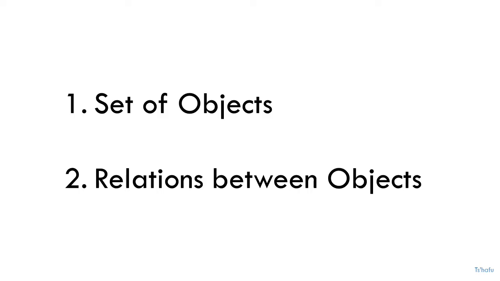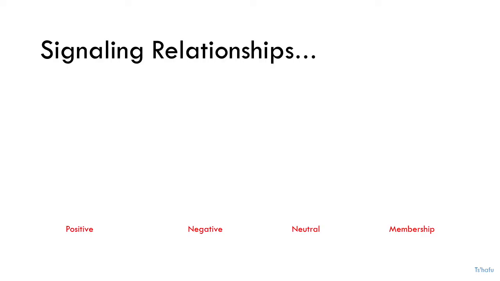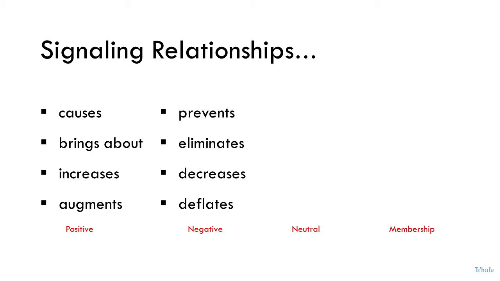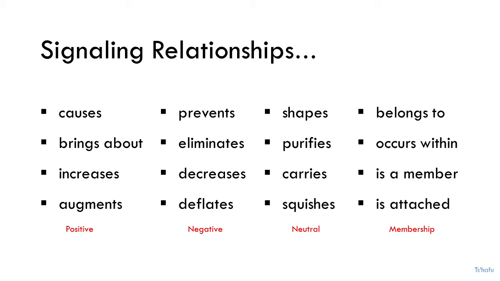Now, those relationships come in many flavors. We can have the positive one, where A causes, brings about, increases, or augments B. Negative, where A prevents, eliminates, decreases, or deflates B. It can be neutral, in that A shapes, purifies, carries, or squishes B. And last, we can have membership: A belongs to, occurs within, is a member of, or is attached to B. So we see that there are many types of relationships that can connect any two objects to each other.